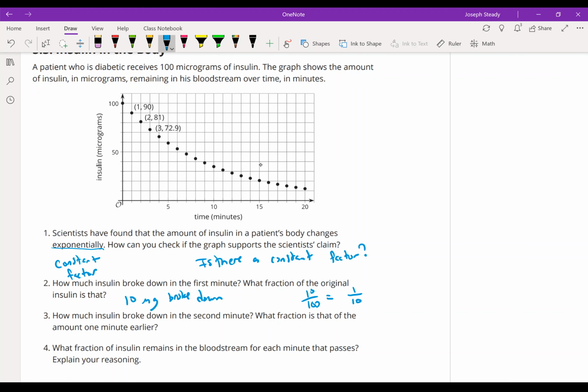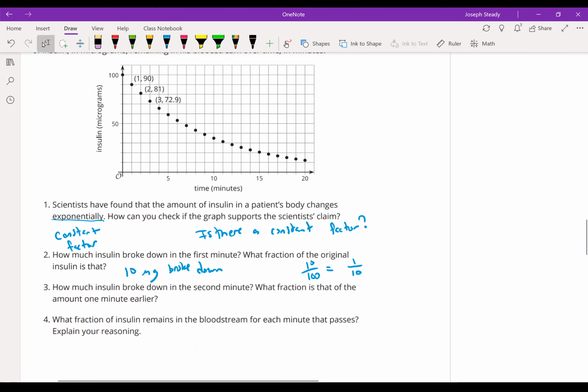How much insulin broke down in the second minute? Well, in the second minute, we went from 90 down to 81, which is going to be that 9 micrograms broke down. And they want to know, again, what fraction is that of the amount 1 minute earlier? So 1 minute earlier, there were 90 micrograms. So 9 out of 90 is, again, 1/10. So far it looks like this might be exponential, but let's keep going.